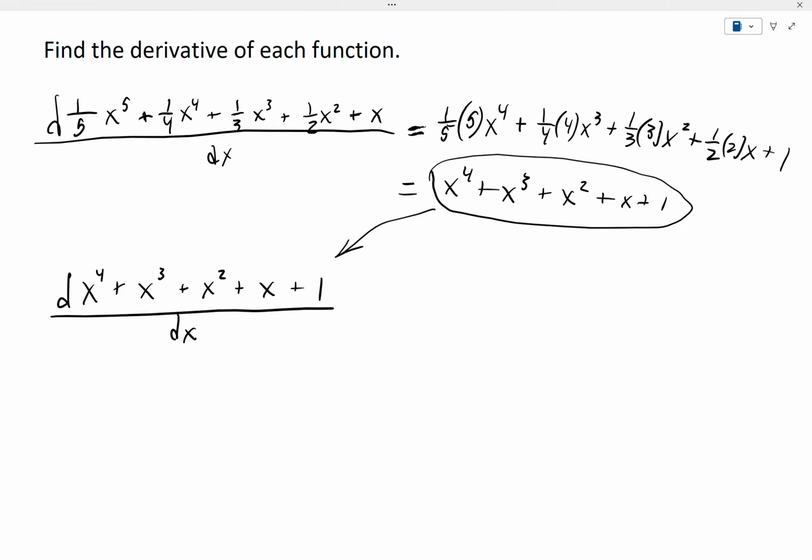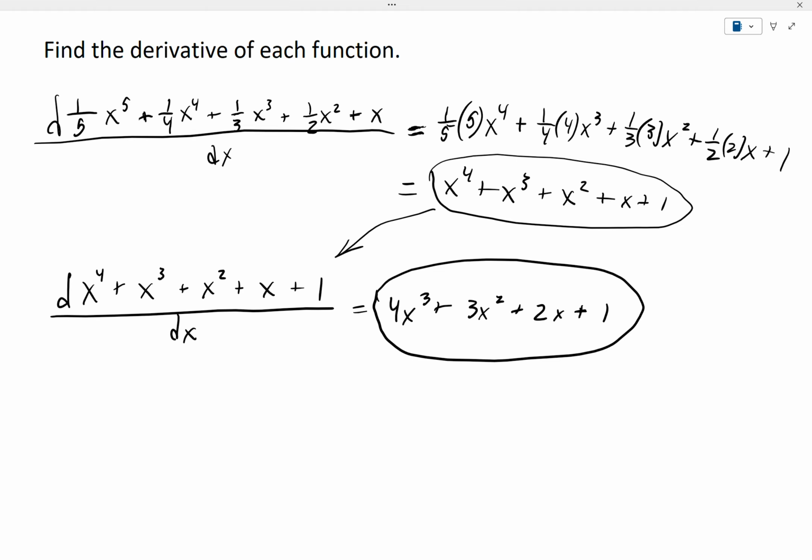and we're going to be doing the same thing, power out front, 1 smaller on the power. So we do that for each term, and that's what we're left with. We take the derivative of the final term, 1, and that's just 0. The derivative of a constant is 0. So this 1 right here is actually the derivative of x, which was found using the power rule. So that's what we get as the answer for the second function on the screen.